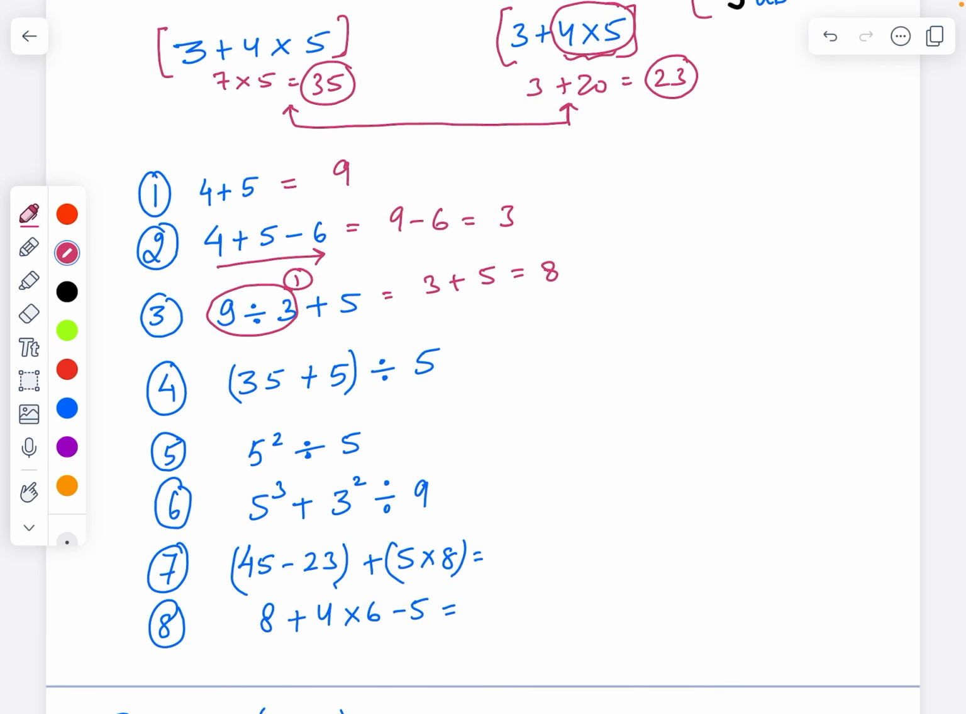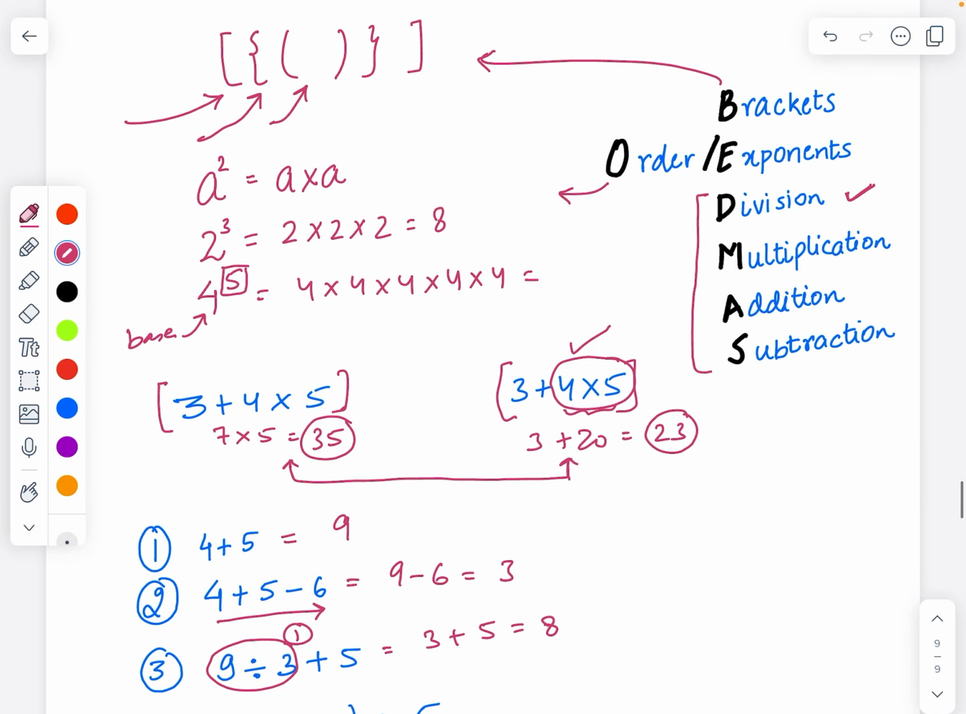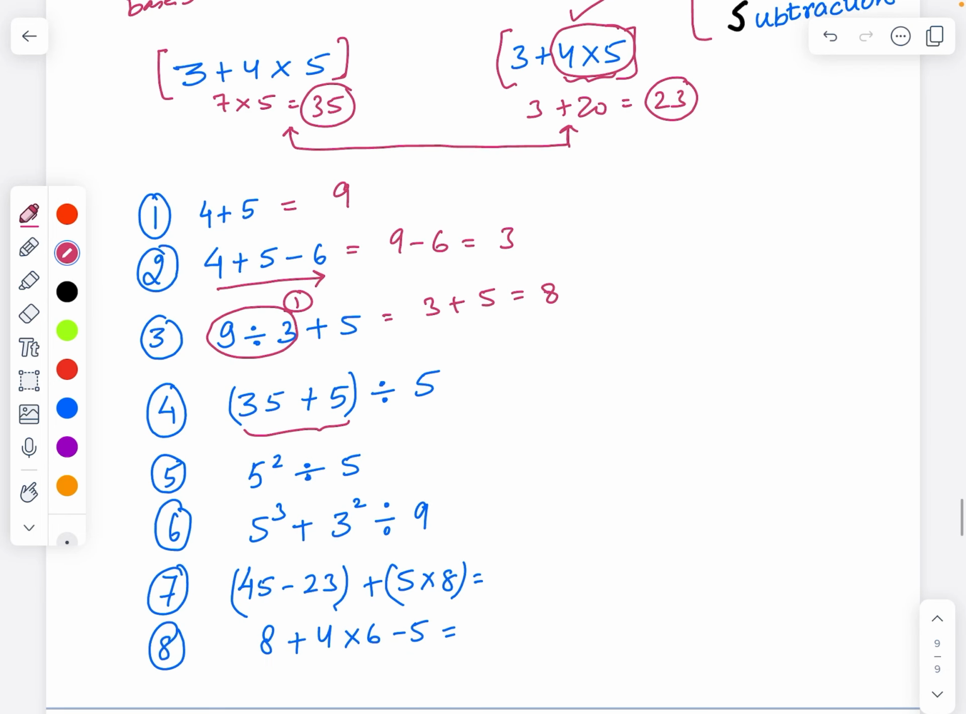Next one is 35 plus 5 divided by 5. So here we got the first thing that we had to discuss, that was brackets. So brackets, whatever is inside the brackets, that is our focus. There can be any operation inside, it could be addition, subtraction, division, multiplication, any operation inside, we don't care. If it is in brackets, it has to be given the priority.